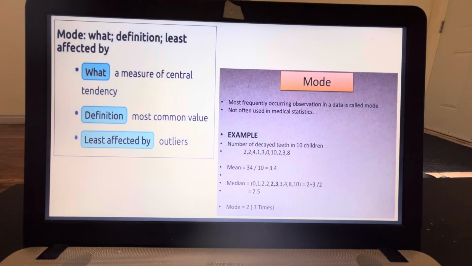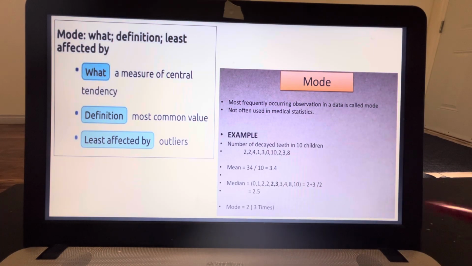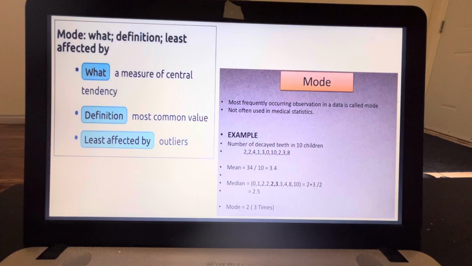Then we have this example given, so you can have a look at it. This is the number of decayed teeth in 10 children. For the mean, you add all the values: 2 plus 2 plus 4 plus 1 plus 3 plus 0 plus 10 plus 2 plus 3 and 8, and divide by the total number of values, which is 10. This will be the mean. For the median, it's 10 values, so two middle values, 2 and 3, are taken, then we add them and divide by 2. And for the mode, which number is repeated many times? It is 2. Look, for the median we have arranged the values in ascending order.